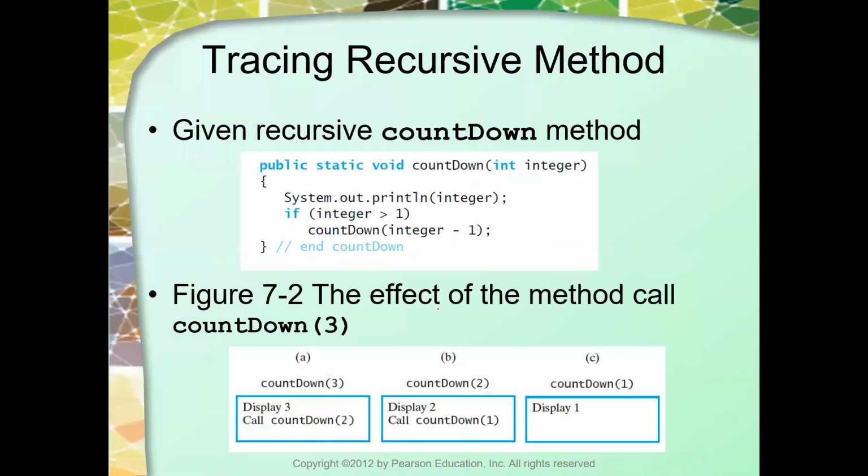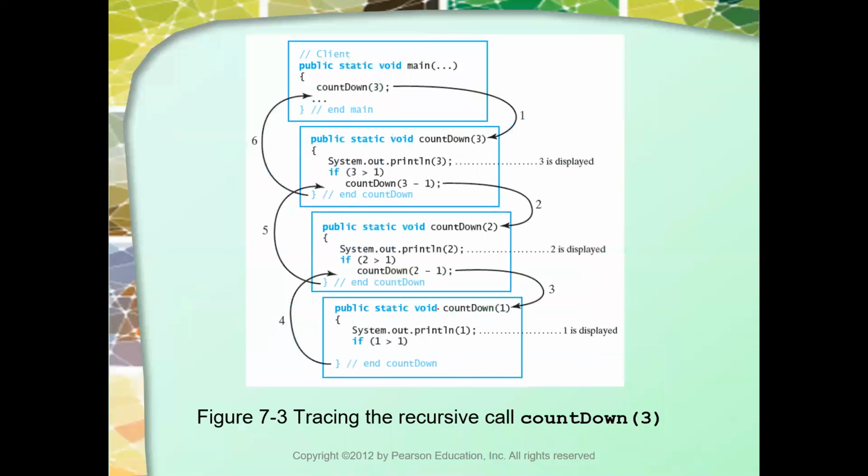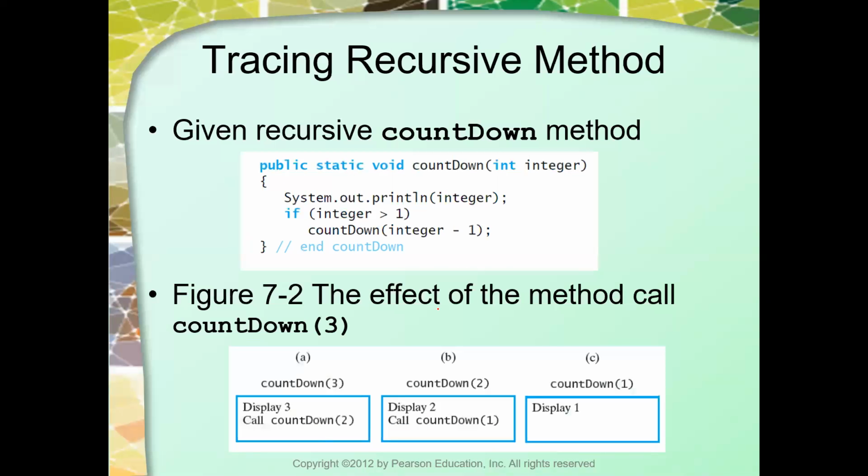So tracing a recursive method is kind of challenging, and why don't we, yeah, there's a couple different ways of tracing a recursive method.